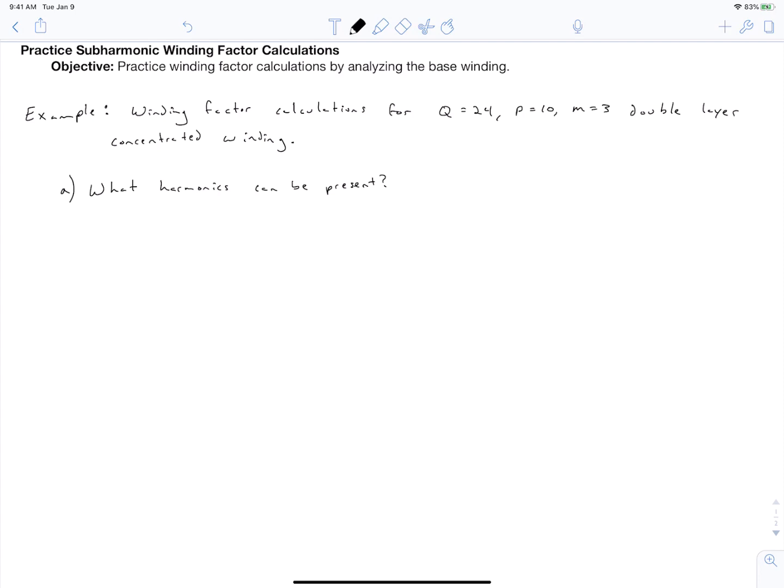The objective of this video is to practice doing winding factor calculations by analyzing the base winding. This video does not introduce any new content. However, I think you will find following along with this example very useful because we're going to be considering a winding which consists of multiple base windings, and we'll then show how we can analyze a single base winding to determine our complete winding factors, including the subharmonics.